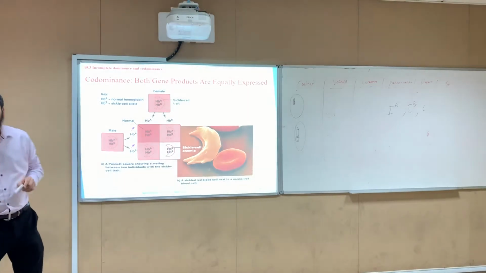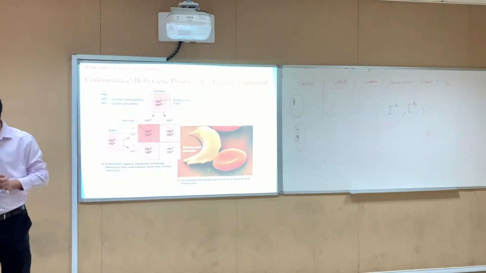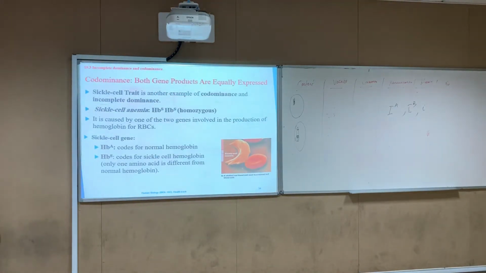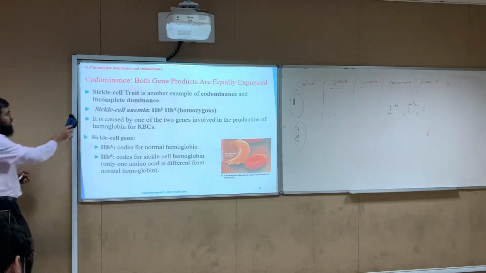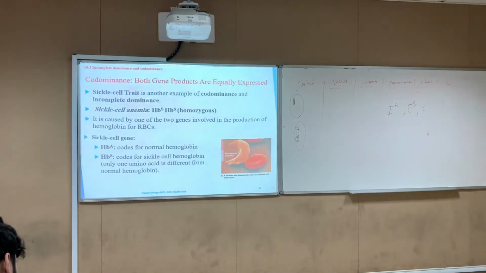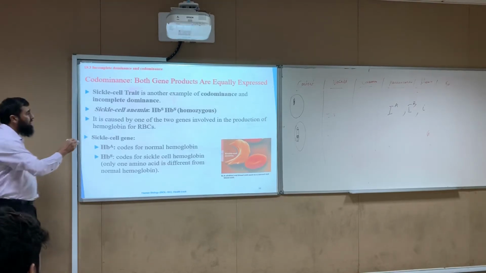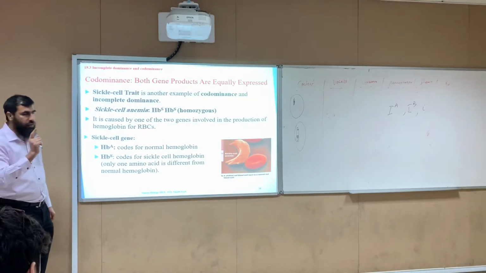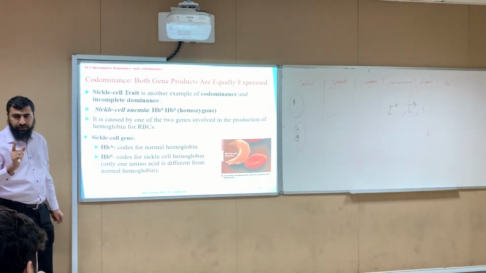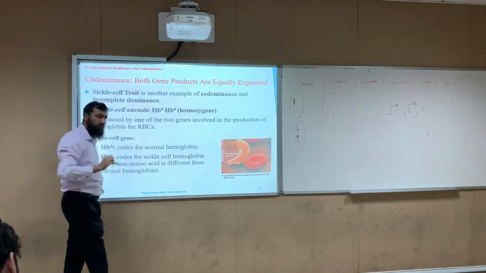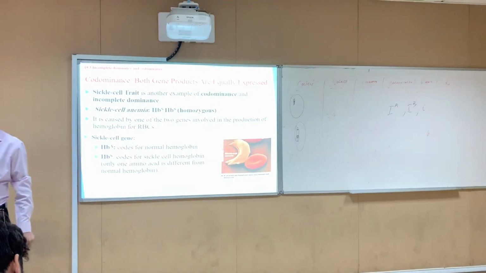But we will see here that we see codominance in terms of expression of the protein. So we see both codominance and incomplete dominance in sickle cell anemia. To get sickle cell anemia, it's recessive, so you must have both the HbS alleles. So sickle cell anemia is homozygous.